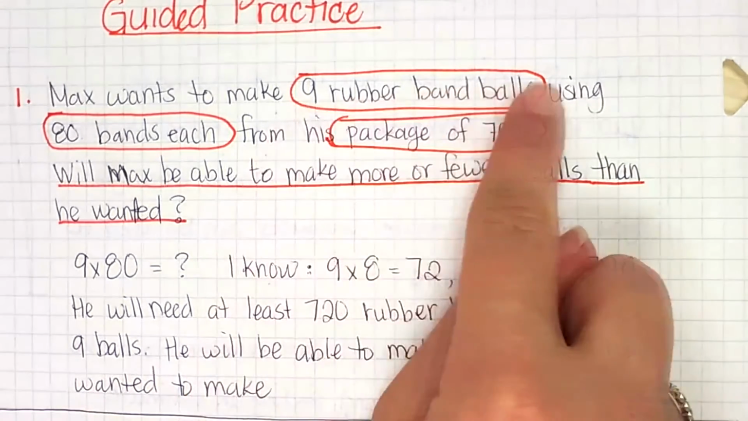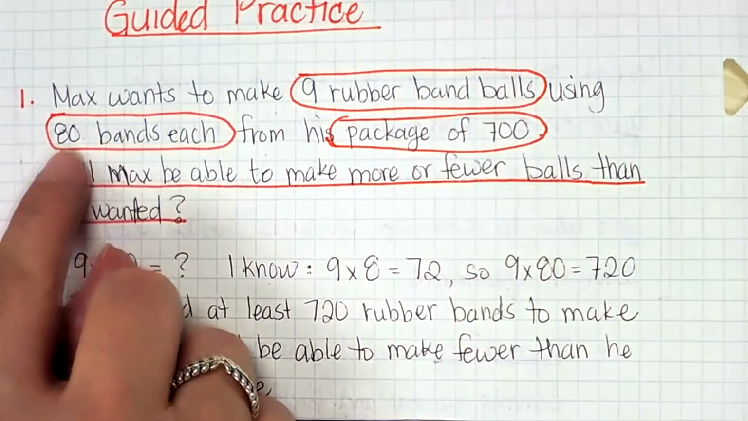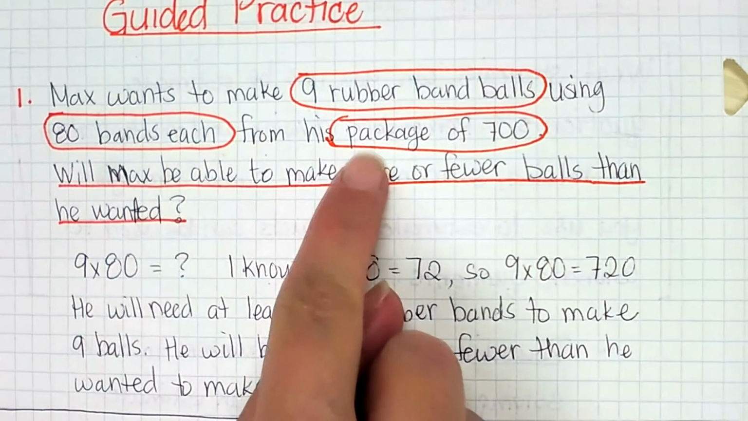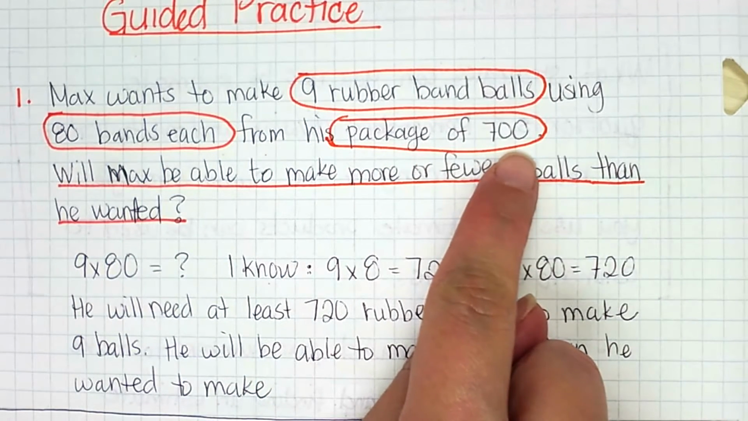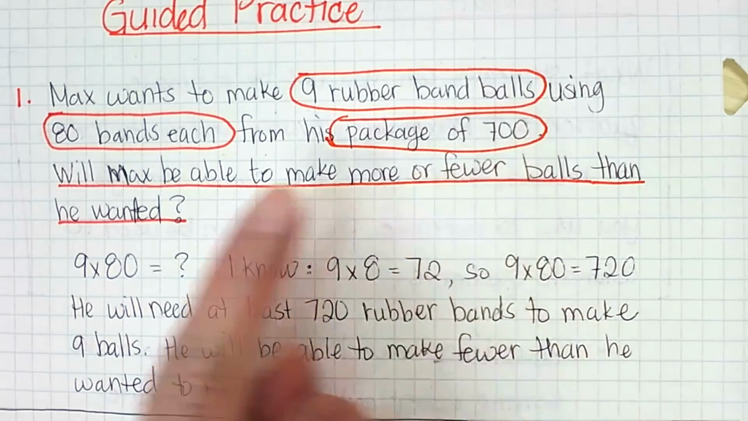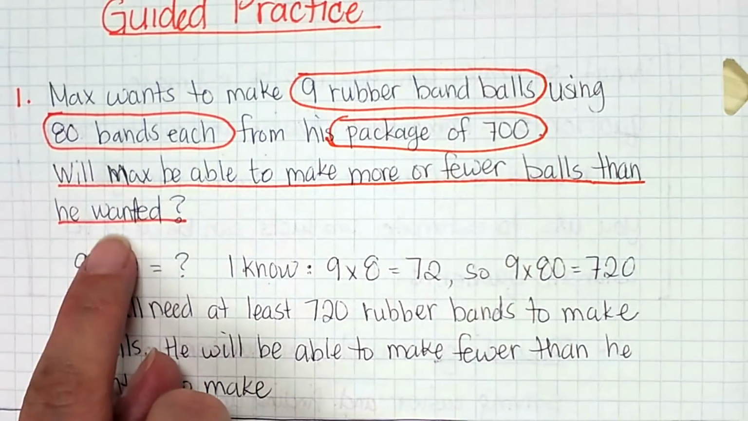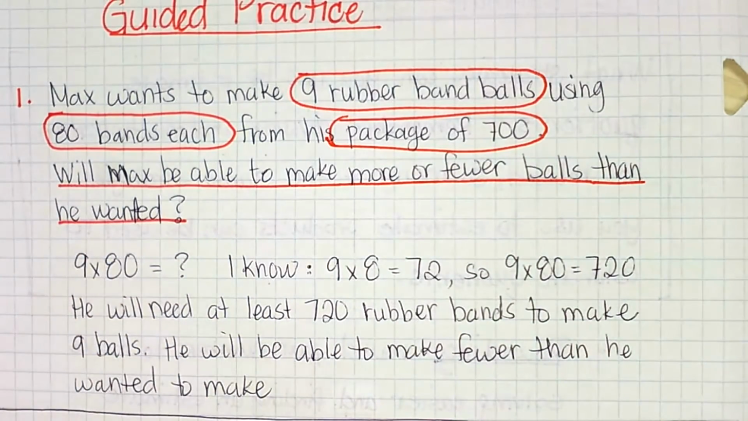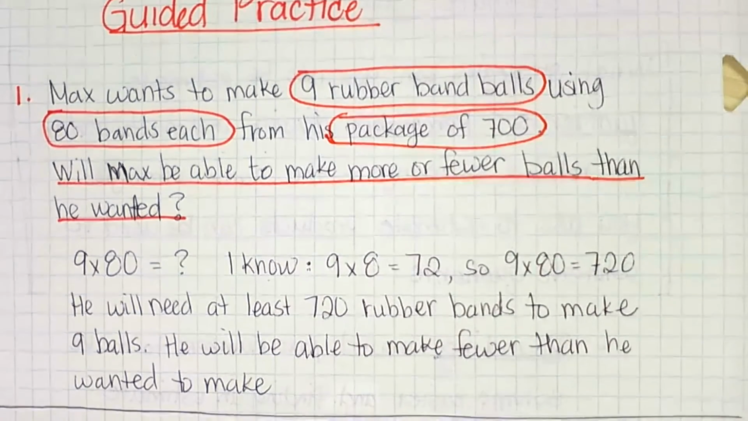I circled the 9 rubber band balls. I circled 80 bands in each, and I circled his package of 700. So remember, we circle our numbers and the important information. We underline what we're being asked. Will Max be able to make more or fewer balls than he wanted?